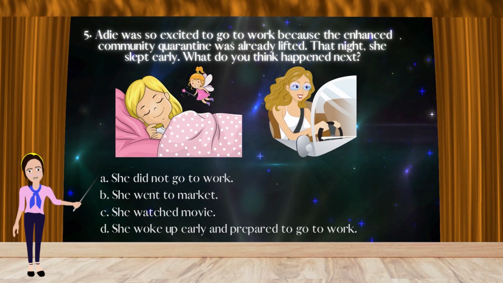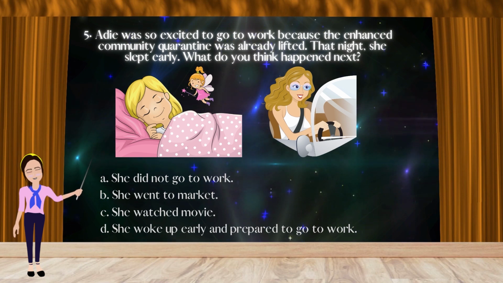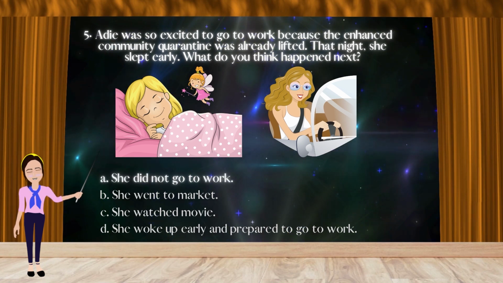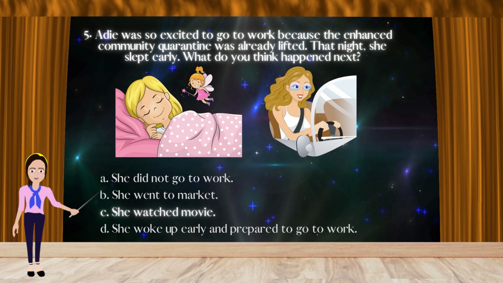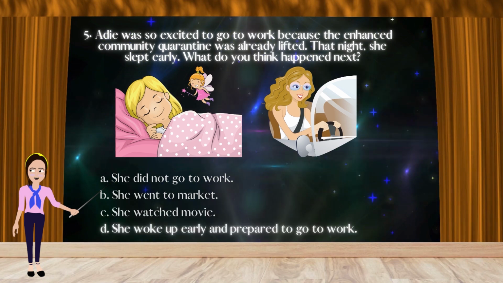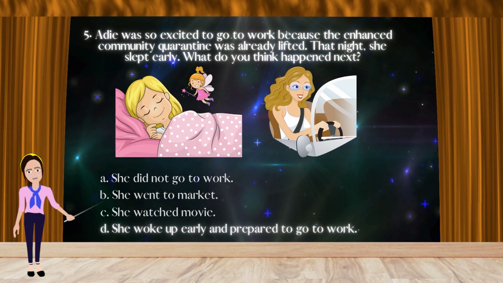Addie was so excited to go to work because the enhanced community quarantine was already lifted. That night, she slept early. What do you think happened next? A. She did not go to work. B. She went to the market. C. She watched movie. And letter D. She woke up early and prepared to go to work.